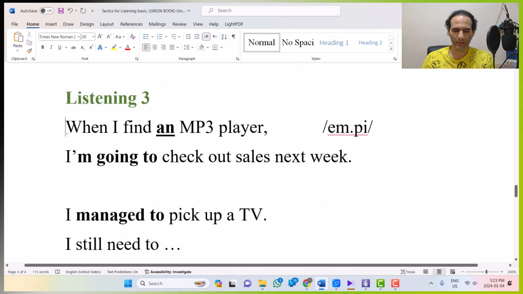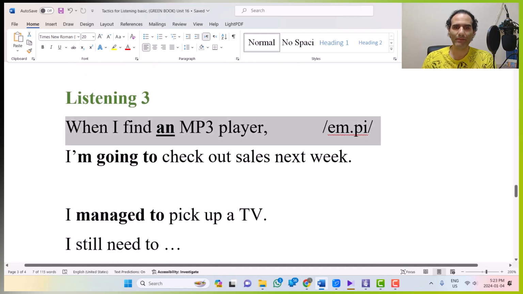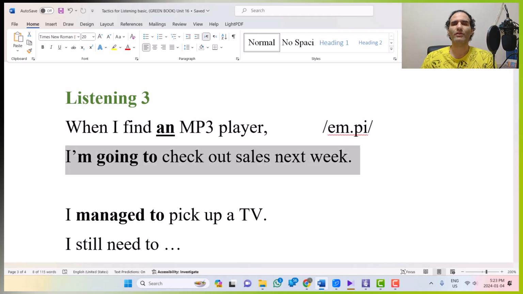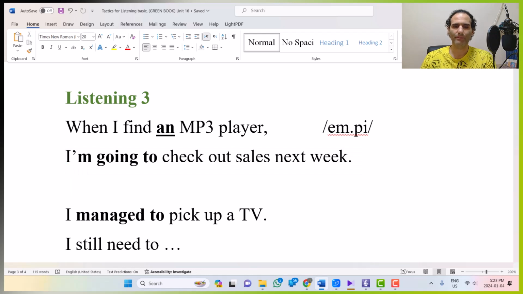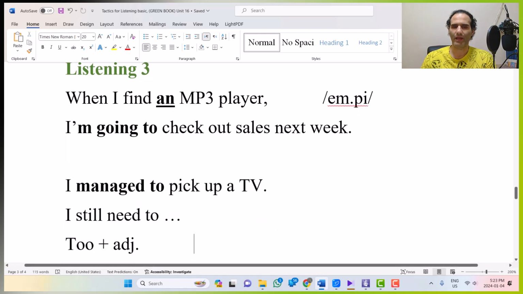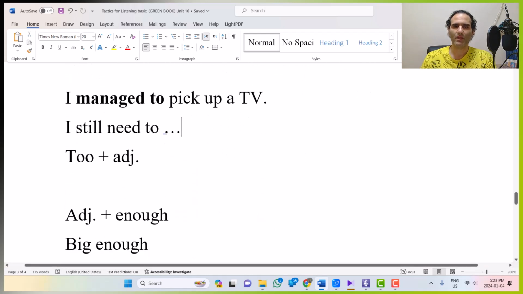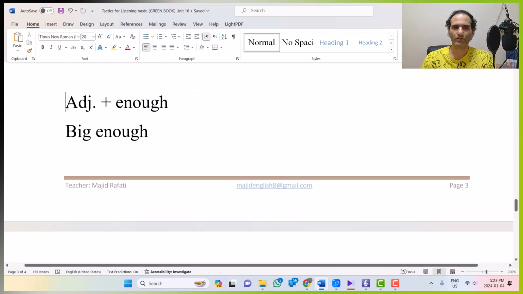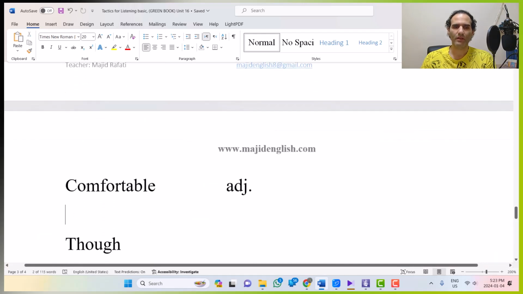And here in listening 3, we talked about an MP3 player. Be going to, talking about your future plans. Manage to do something, to have the chance to do something. I still, the pronunciation. Too plus adjective, which means very much that I cannot, very much that is not useful anymore. Adjective plus enough, big enough. And comfortable, the beautiful pronunciation of the word. And though, which means but.